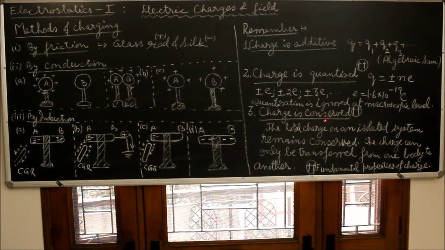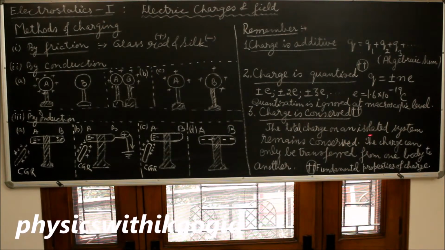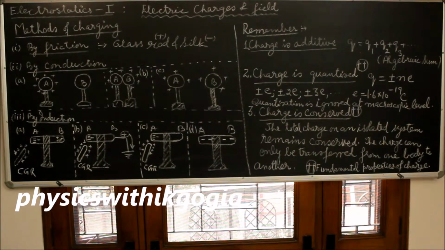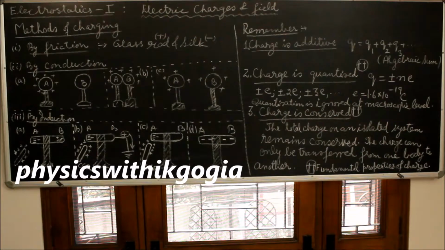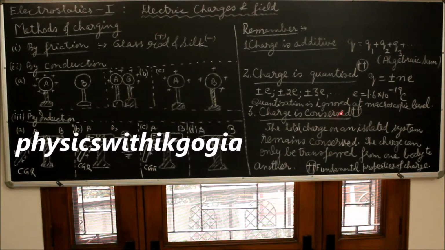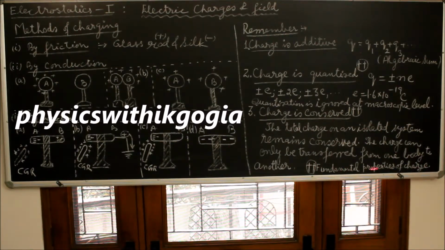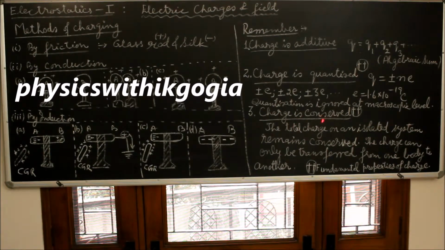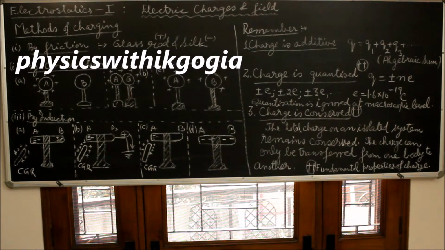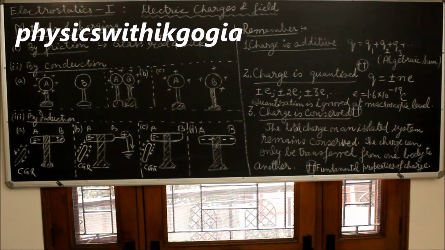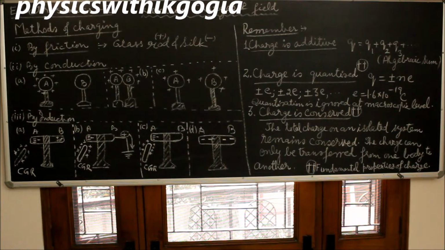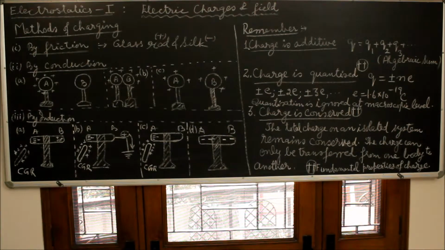The third property is that charge is always conserved. That is, the total charge on an isolated system always remains constant. You can only transfer charge from one object to another. We cannot produce or destroy electric charge. The quantization and conservation are termed the fundamental properties of electric charge. Remember, whenever charges develop on bodies, one of the objects acquires positive charge and the other acquires an equal amount of negative charge. So the total charge before the electrification process and after the electrification process remains zero in case of charging by friction. Similarly, by other methods also, the charge on an isolated system always remains constant.